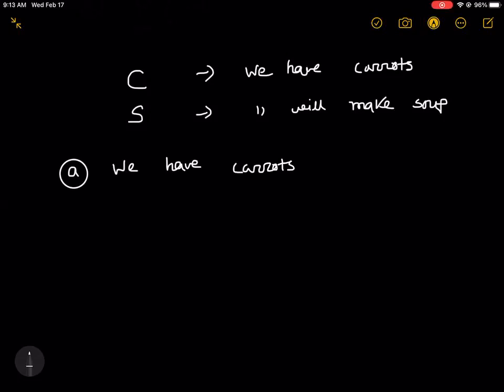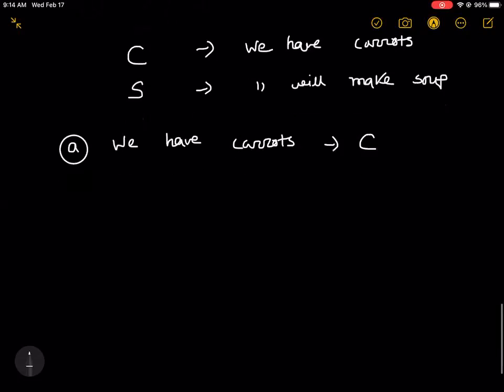So if I say we have carrots, how can I rewrite it using symbols? Anyone? Would it be C? Exactly. It would be C, right? Okay. Next, I'm saying will not make soup.